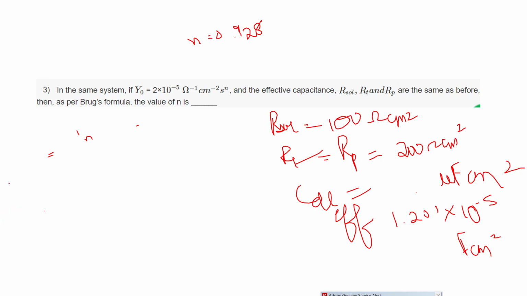The formula will be CDL equal to Y naught by n, RT raised to... okay. The value is 201.